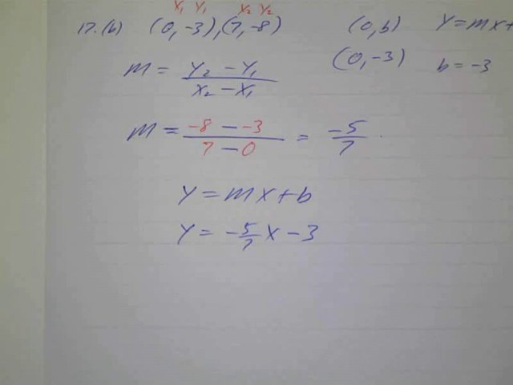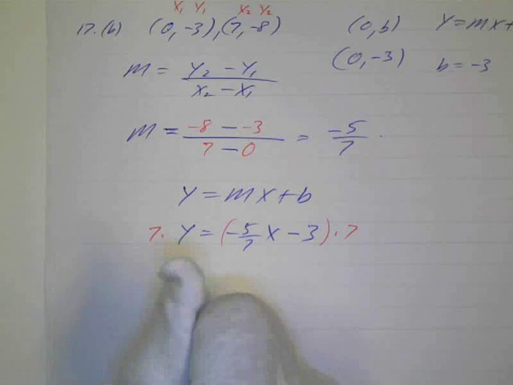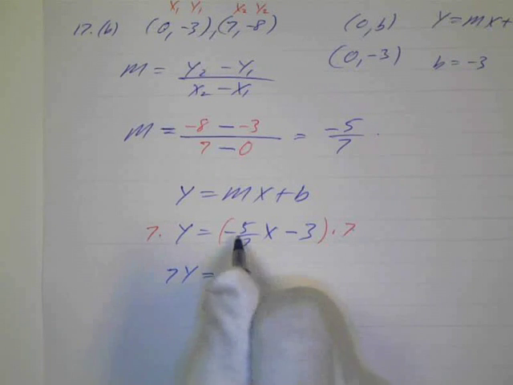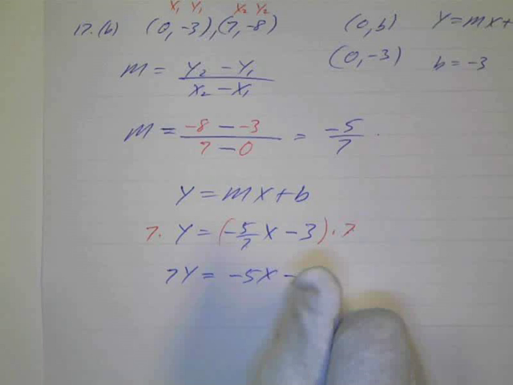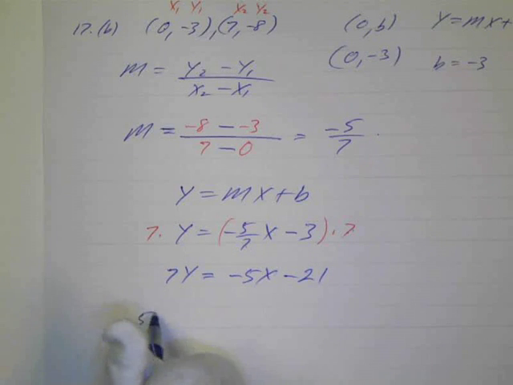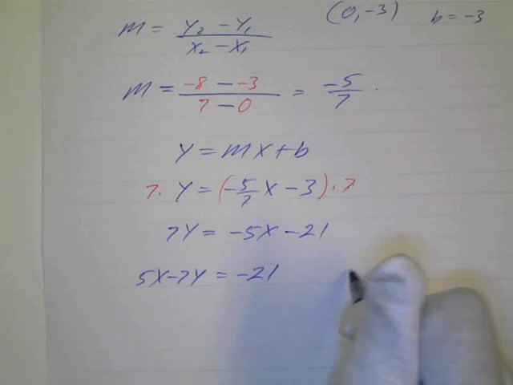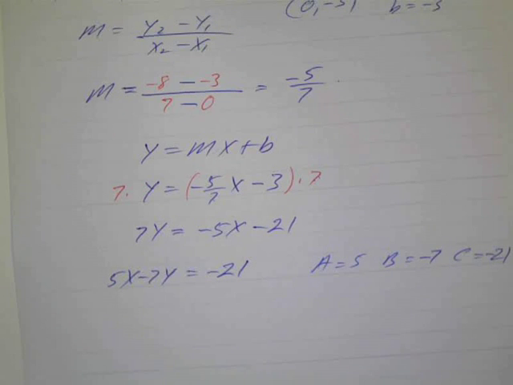Now we want this in standard form, so we have to get rid of the fractions because a and b are integers in standard form. I multiply both sides by 7. On the left I have 7y equals, and if I multiply 5/7 by 7, I get negative 5x. If I multiply 7 times negative 3, I get negative 21. Then if I add 5x to both sides, I get 5x minus 7y equals negative 21. There's my standard form, where a equals 5, b equals negative 7, and c equals negative 21. So we have to do a little algebra there.